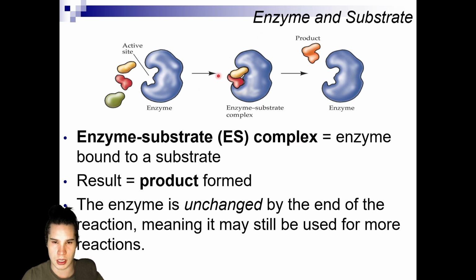So at this moment in time, you're forming the enzyme substrate complex, and then eventually the enzyme will release that product, and the product will float away. So the enzyme is bound to the substrate in the enzyme substrate complex, which will be important when we get to inhibitors. So the result is that the product is formed and the enzyme is unchanged at the end of the reaction, meaning it didn't permanently change its conformational shape. It can now be reused for more reactions or recycled.